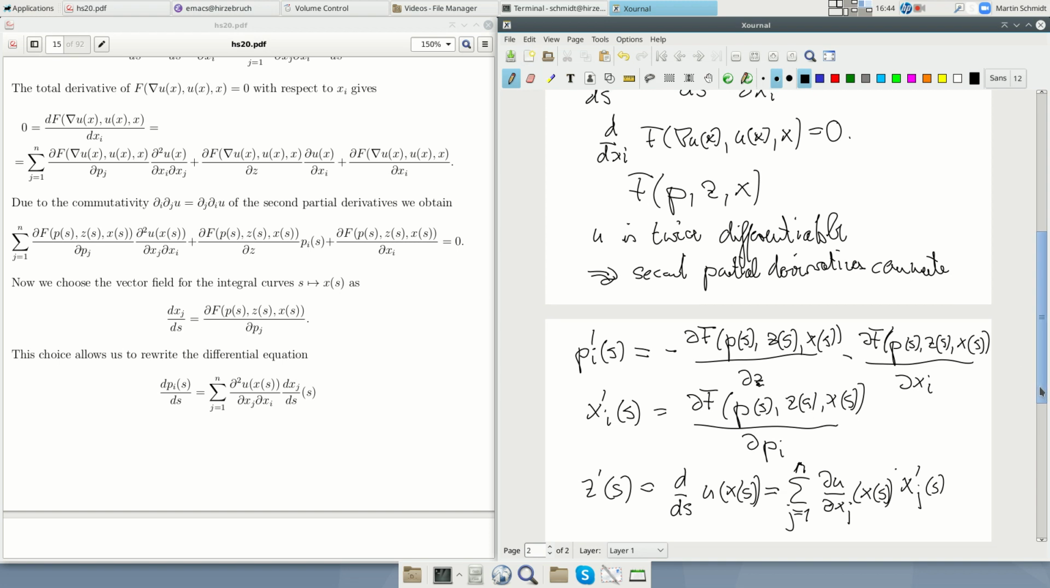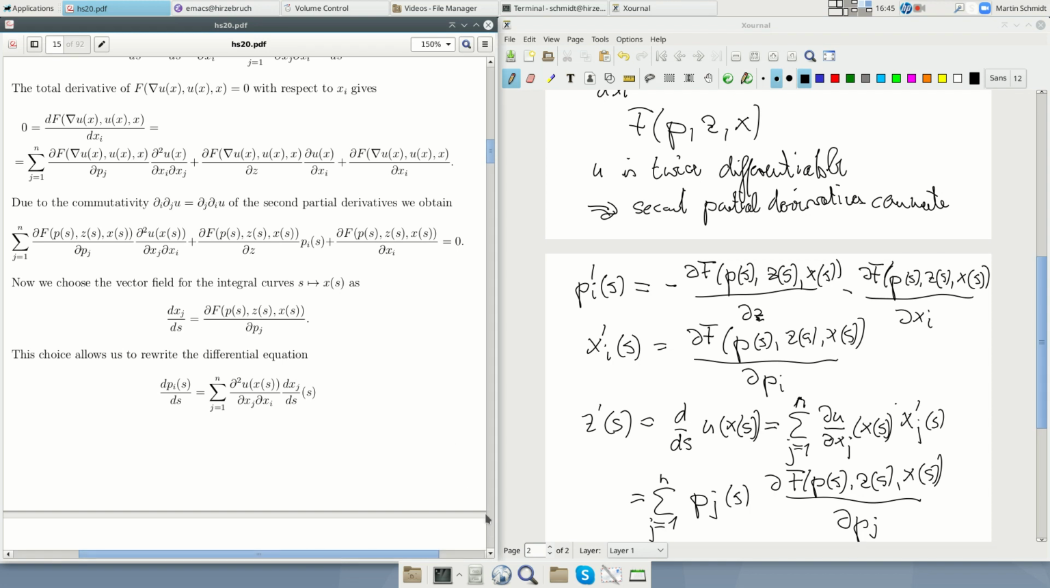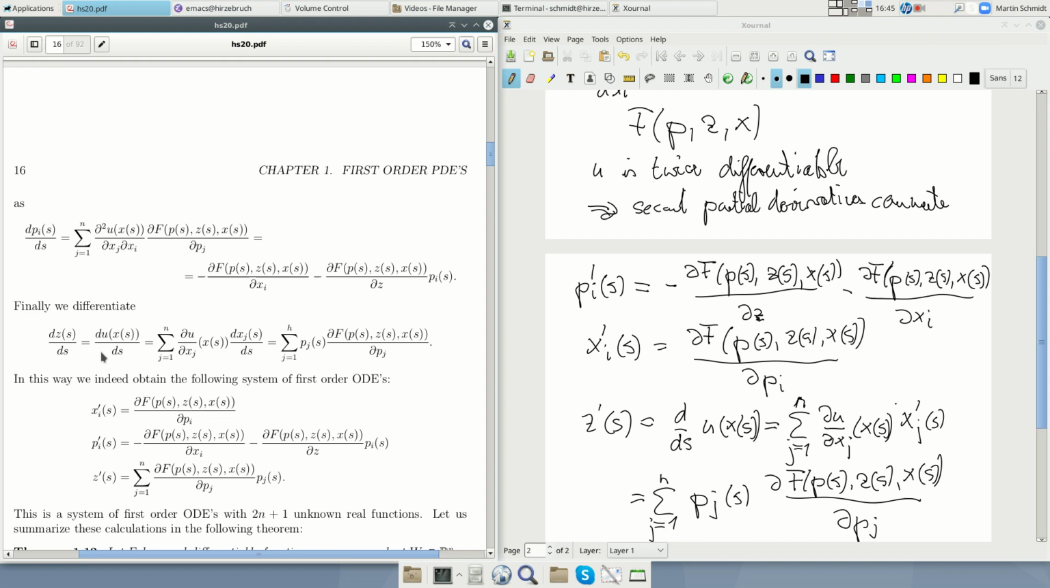Now we may insert this and this, and what do we get? This is of course the same as the sum over j equals 1 to n of p_j of s times partial f of p of s, z of s, x of s with respect to p_j. So we have this system of differential equations. Here we have written it, and here is again the calculation. So this is this system here. You see this is this equation, and this equation.